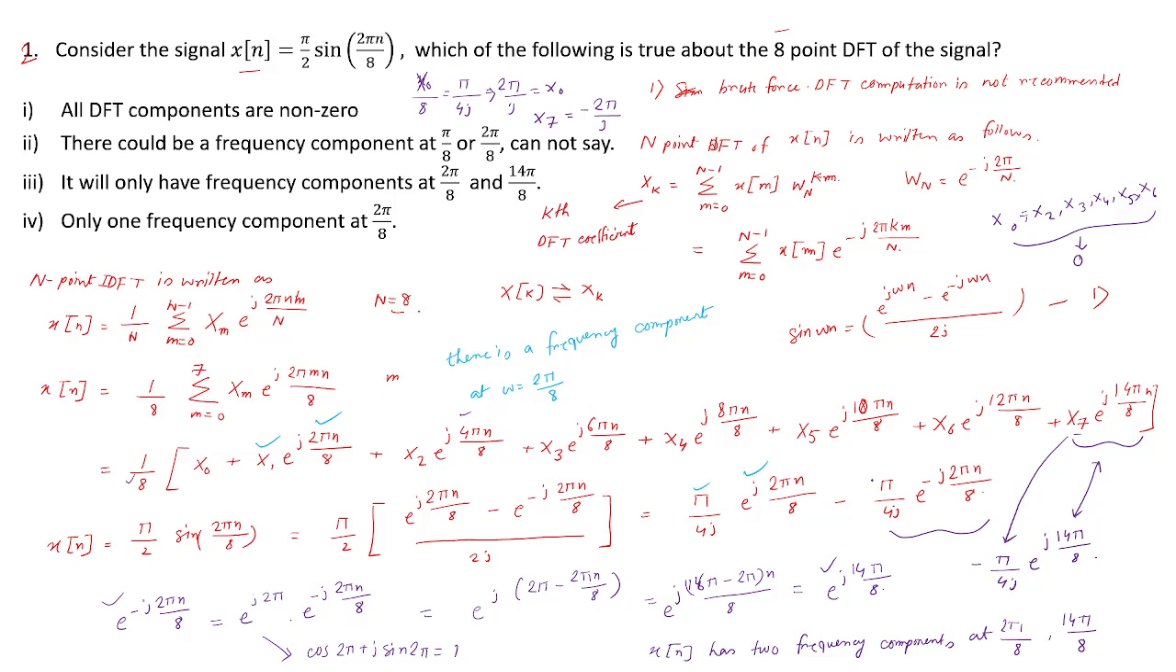So the frequency components: there are only two non-zero frequency components, at omega 2 pi over 8 and omega 14 pi over 8, and nowhere else for this particular signal xn. Therefore the third option is true.